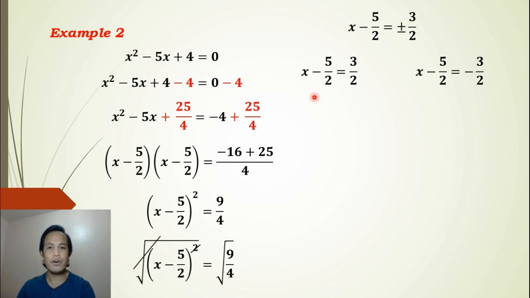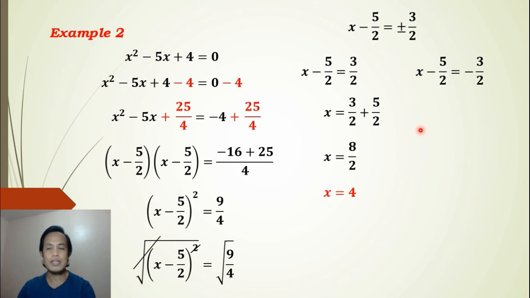We now solve for the value of x. We use the addition property of equality, so we will have x equals 3 over 2 plus 5 over 2. Since both have the same denominator, which is 2, we just simply add directly the numerators and copy the common denominator. So 3 plus 5 is 8, then copy the common denominator 2, then 8 divided by 2 is 4. So therefore, the first value is 4.